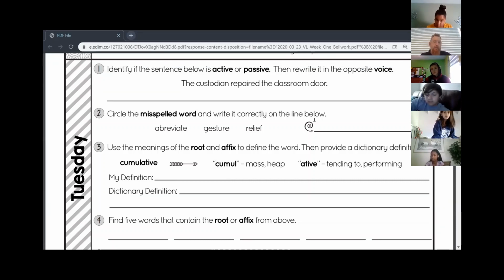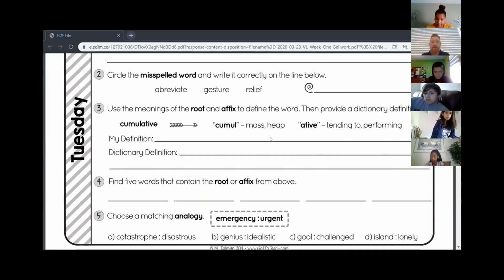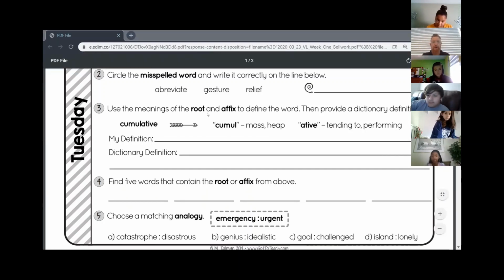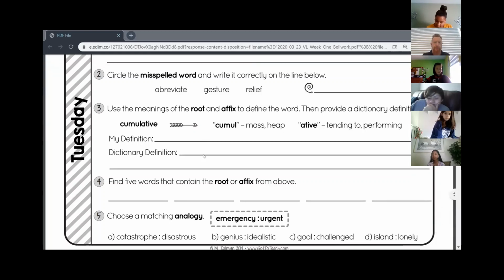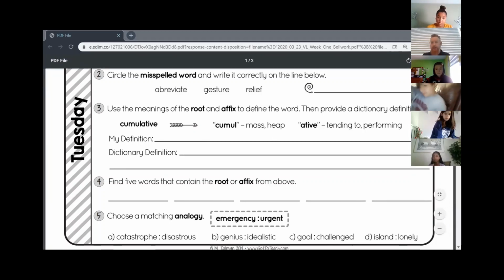The next one is the root and affix. Do whatever you want to. I don't care which one. Cumulative means to add a whole bunch of things together to amass by addition. So your definition, hopefully you looked it up as well. You have the internet, it's right there. If you didn't look it up yet, then this is your moment to go and do so.